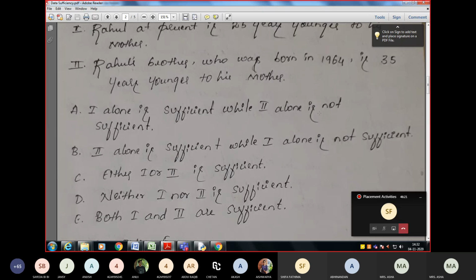Here, the answer is option E, because from both first and second, we find that Rahul's brother's age, which they have mentioned, is 35, and Rahul's age is 25. So here we have to subtract 35 minus 25, that is 10 years older. So Rahul is 10 years older than his brother, who was born in 1964. So Rahul was born in 1954.